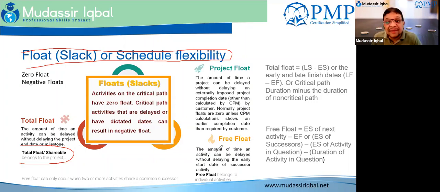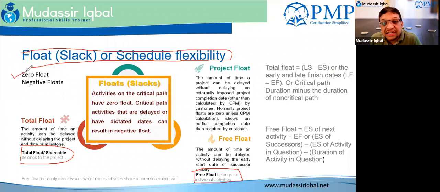Then you have something which is called free float. The amount of time that activity can be delayed without delaying the early start of the successor. So yes, you have two activities in parallel and you could delay one of the activity without impacting the date of the successor activity. So this belong to individual activities. This belong to the project. Please, these are very important small pointers.